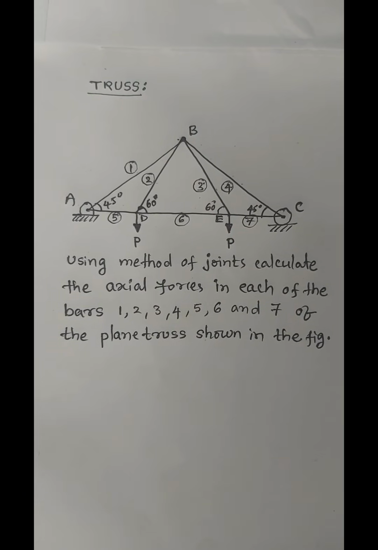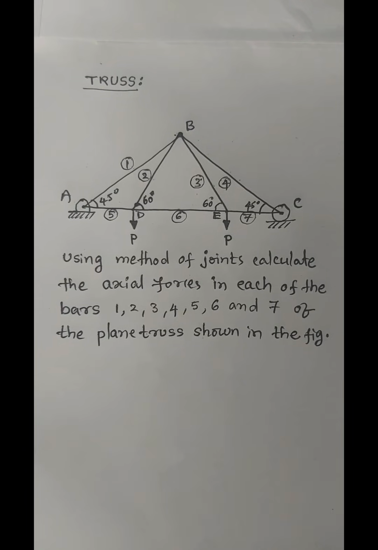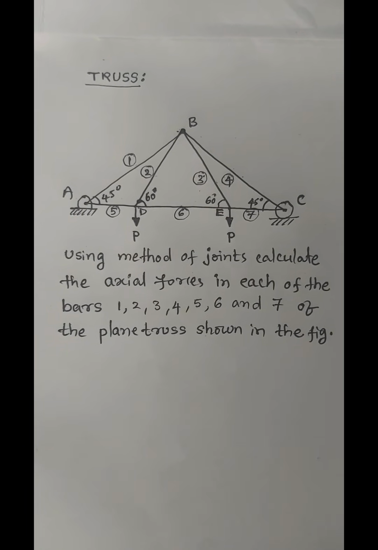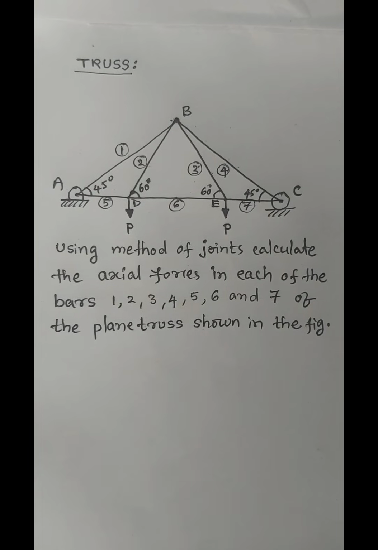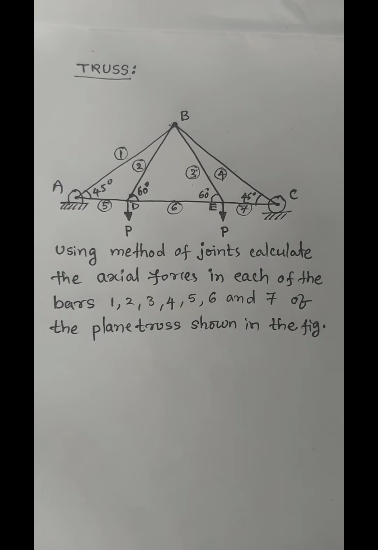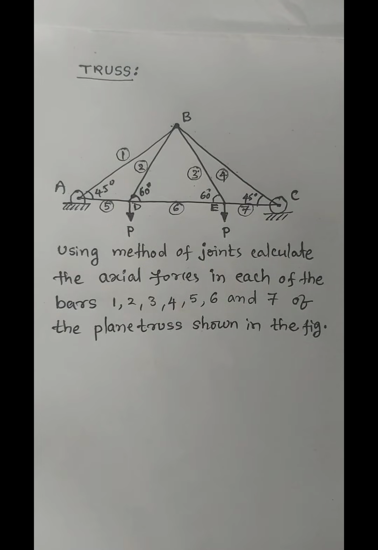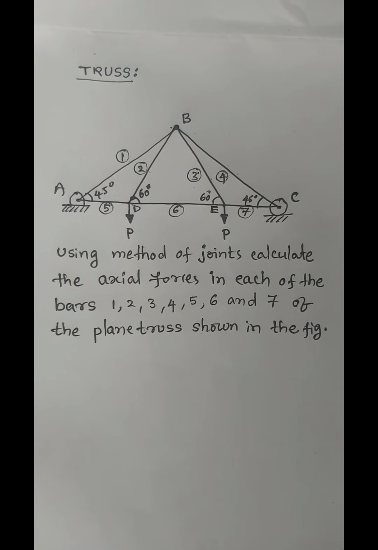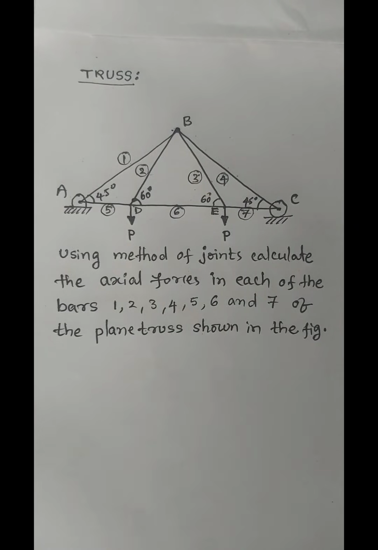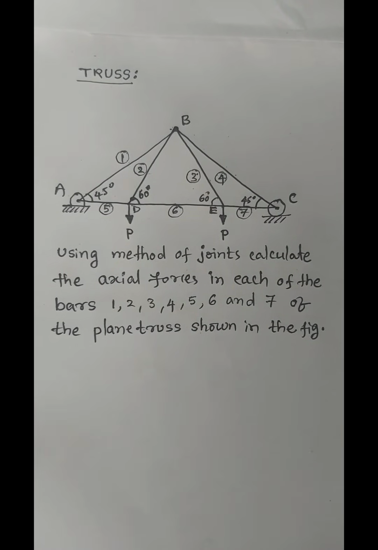In this video lecture, I am trying to explain the solution for a given truss problem. I read the problem statement one time. Using the method of joints, calculate the axial forces in each of the bars 1, 2, 3, 4, 5, 6 and 7 of the plane truss shown in the figure.